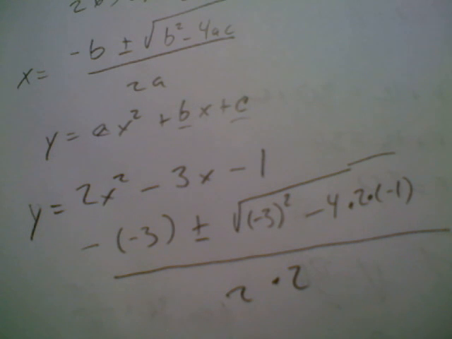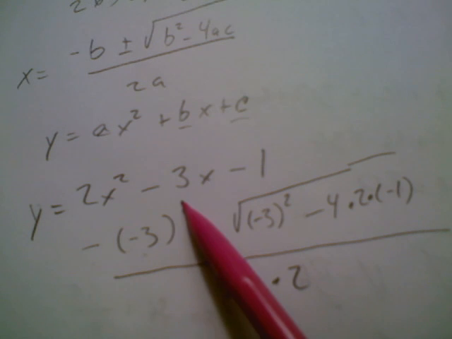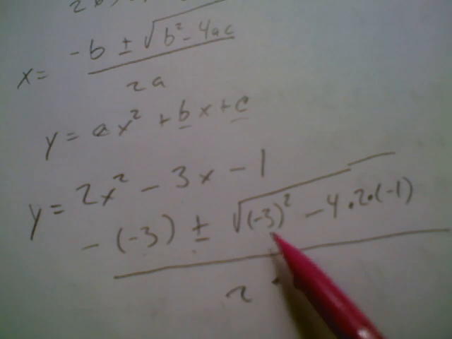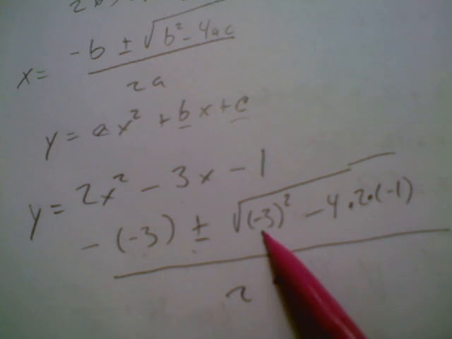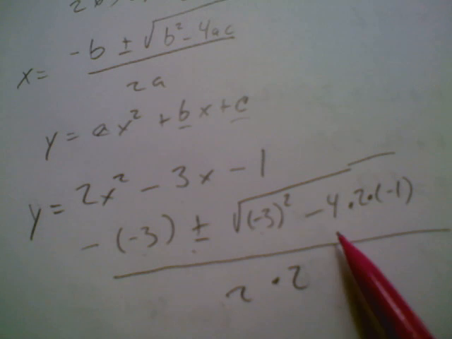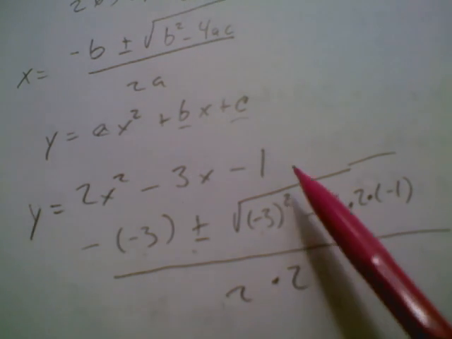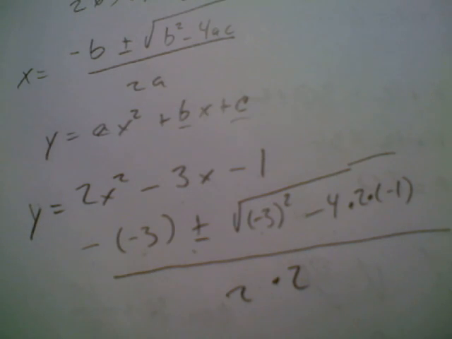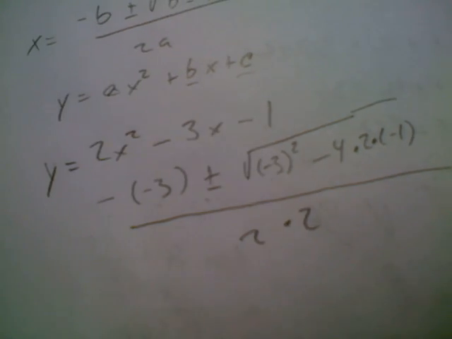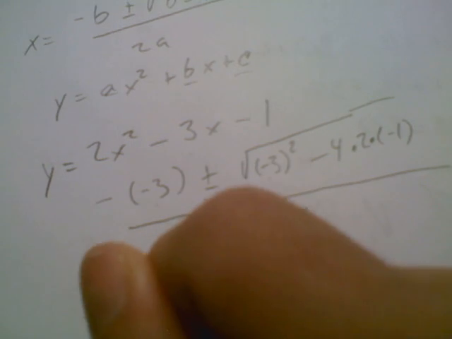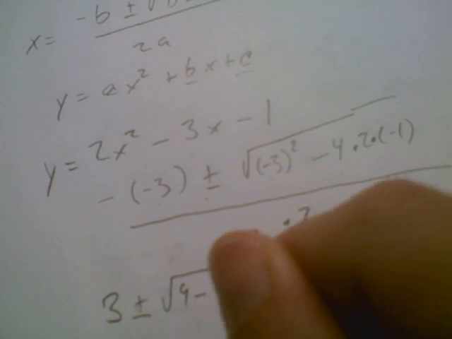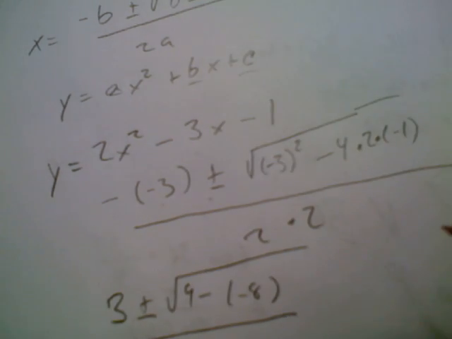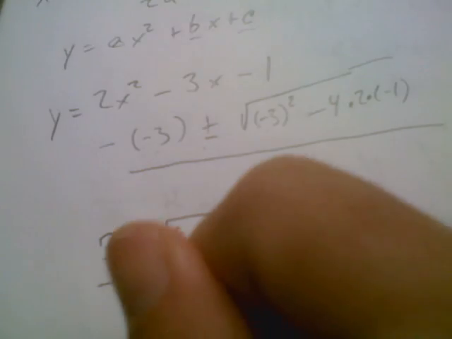Just plugged everything in. Negative b, negative 3, there's our b right here, plus or minus the square root of negative 3 squared, notice the negative in parentheses, so we squared that too, minus 4 times 2 times negative 1, everything over 2 times 2. And we really just simplify at that point. 3 plus or minus square root of 9 minus negative 8, everything over 4.